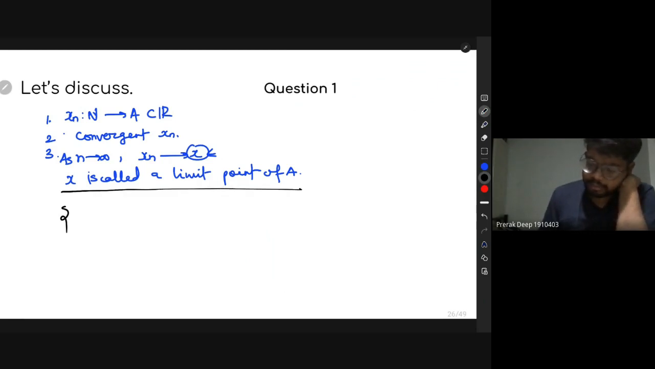So for example, if I consider the set of 1 over n, what is my set? My set is X in R, where X looks like 1 over n for all n in the natural number set.